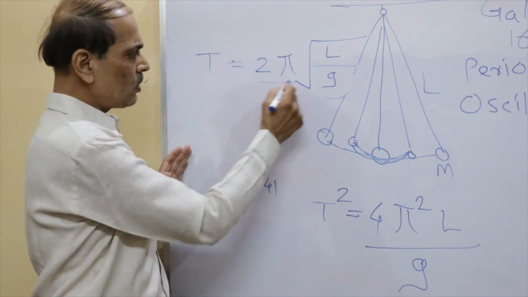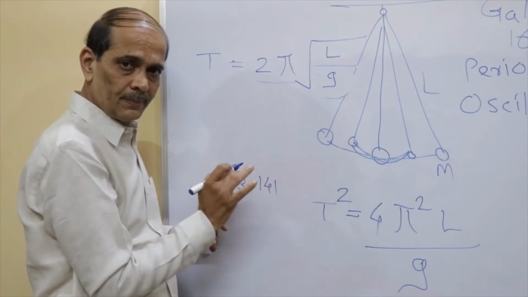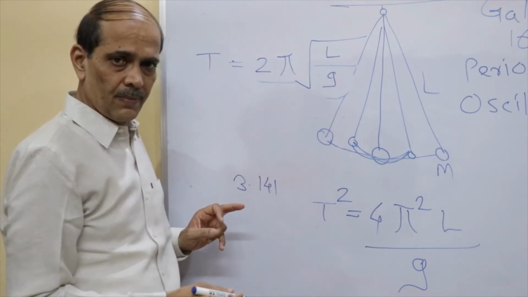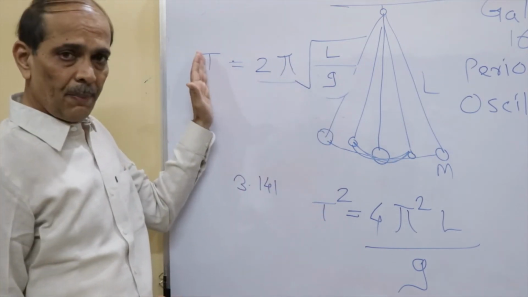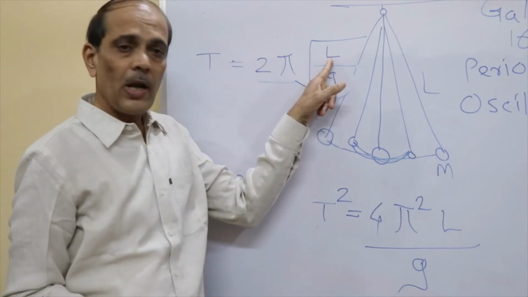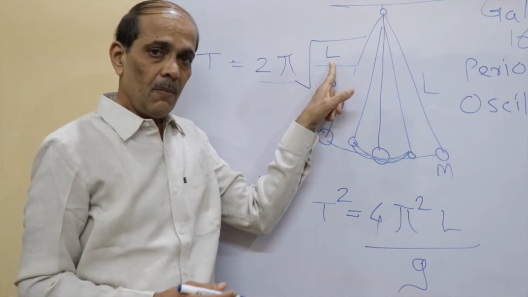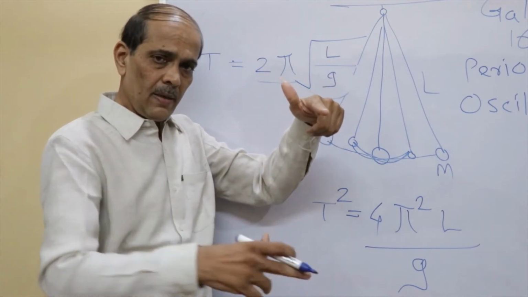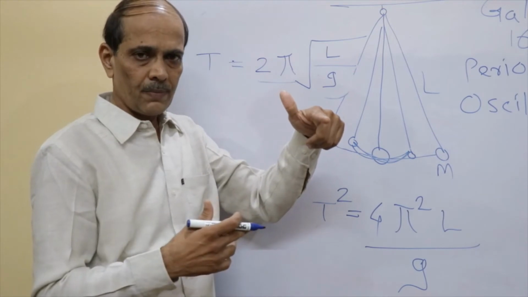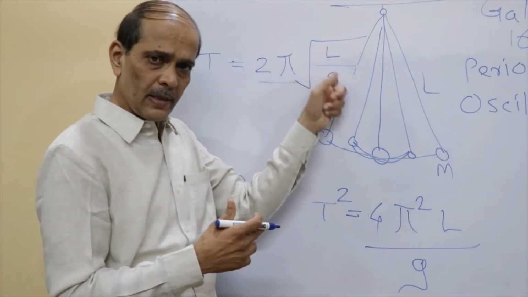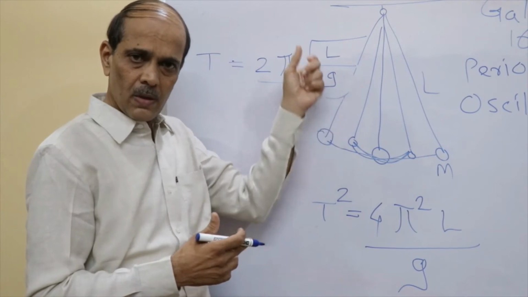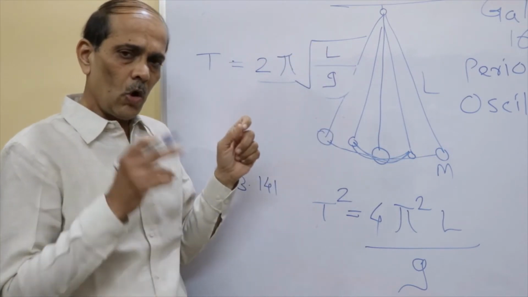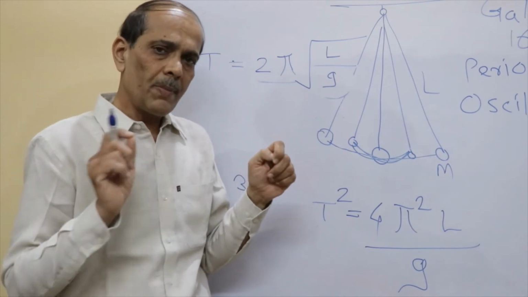You know that pi is constant, its value is 3.141. G is constant for that particular place. So the period T depends on the value of L. The more the length of pendulum, the more will be the time taken for one oscillation of pendulum. The numerator will not change. Only changing L will decide the period. So the longer the pendulum, the more will be the period.